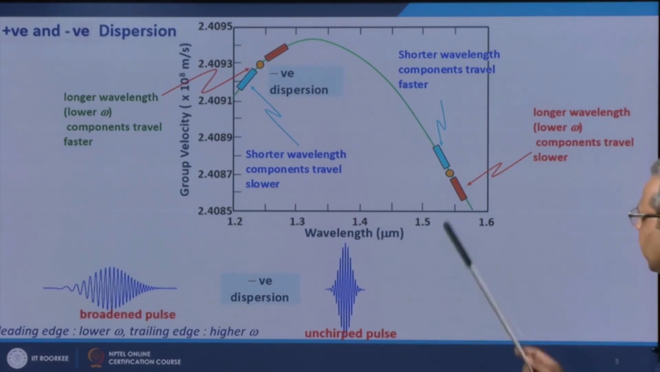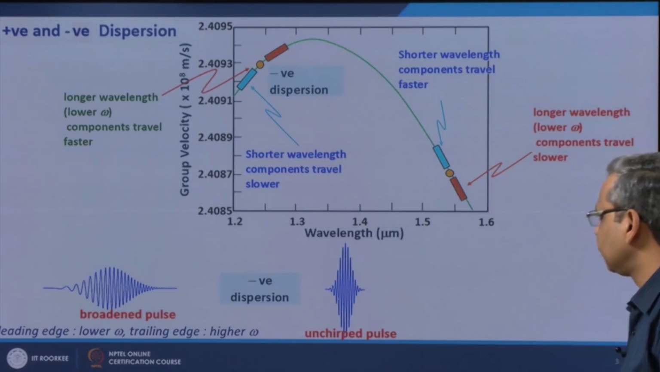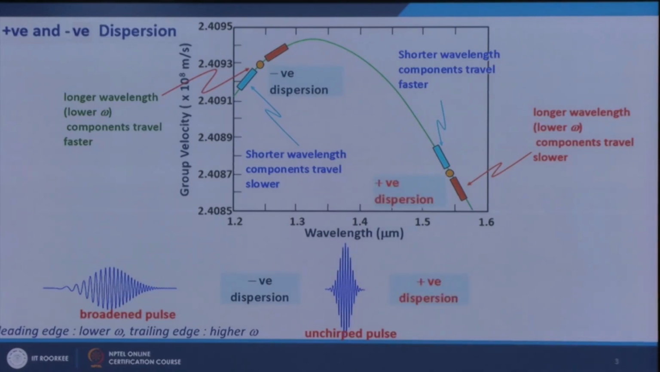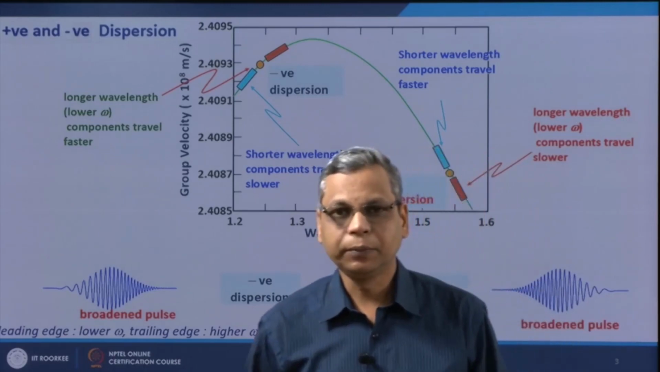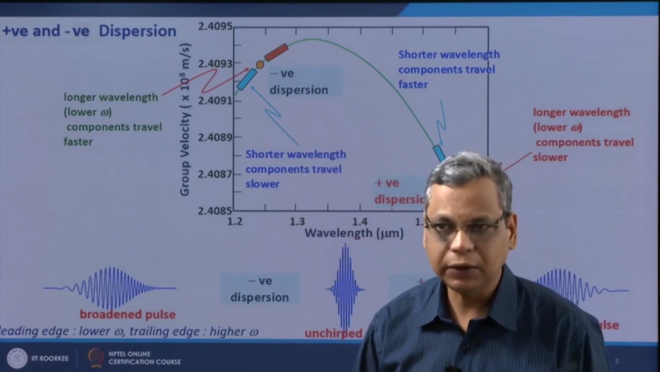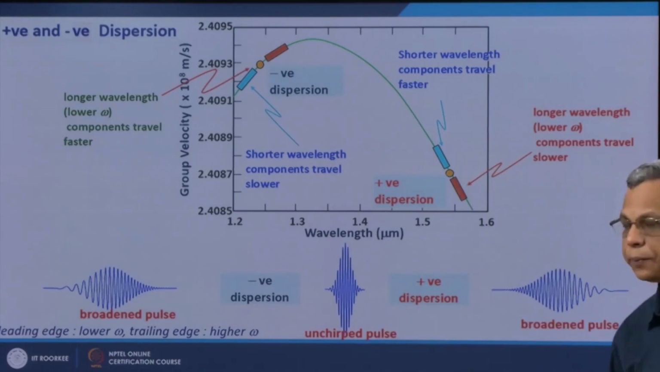So, now if I launch a pulse around this center wavelength, again the unchirped pulse, then it will experience positive dispersion and it will give you a broadened pulse like this, which is chirped in the opposite direction. Here the leading edge has higher frequency components, while the trailing edge has lower frequency components. So, whether I have negative or positive dispersion, both will broaden the pulse if the input pulse is unchirped.